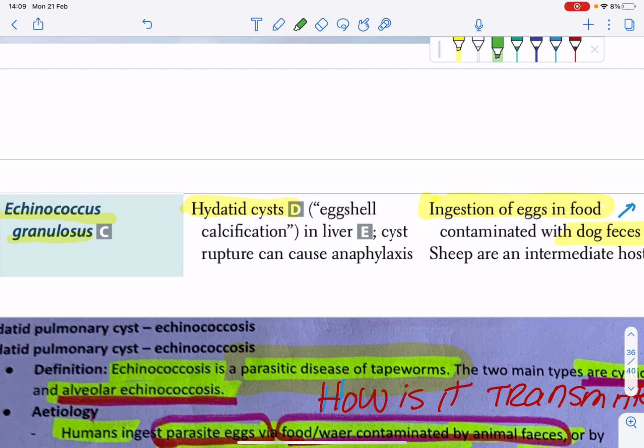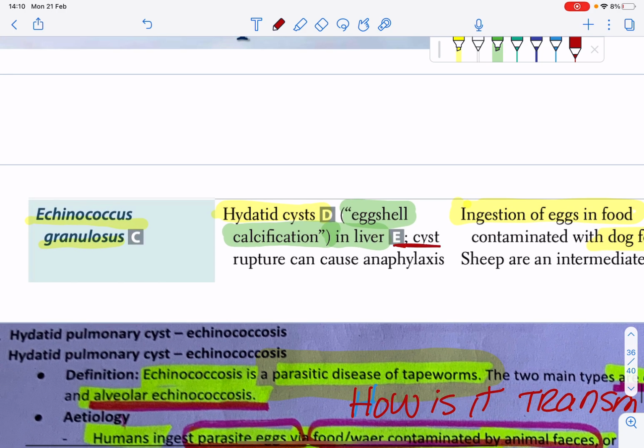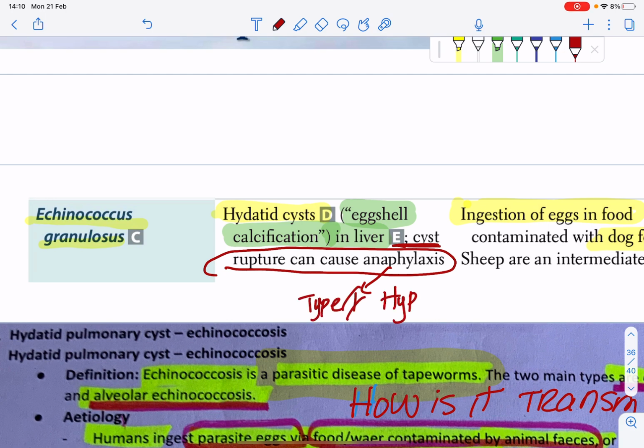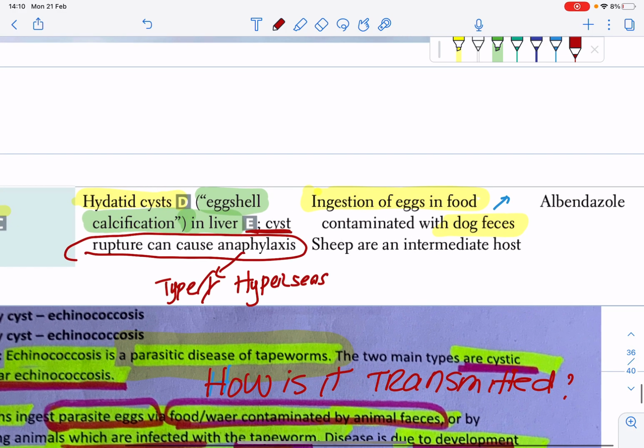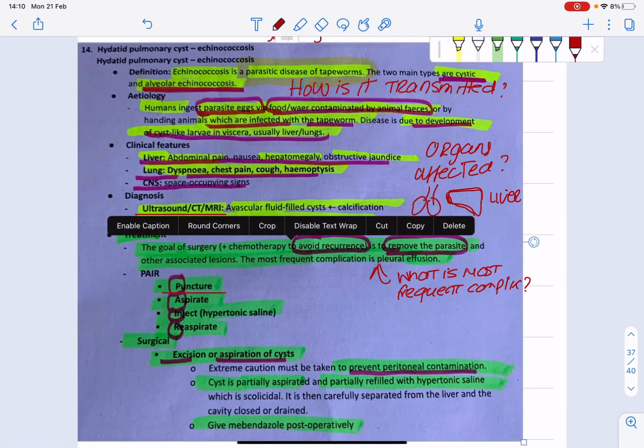How does the hydatid cyst present in the liver? In the liver, it presents as an eggshell calcification. And remember, the most serious complication is a cyst rupture. The cyst rupture can cause anaphylaxis, and it often causes damage by a type 1 hypersensitivity response. And like I said, the route of transmission is by ingesting eggs in dog feces. Sheep are the intermediate host.